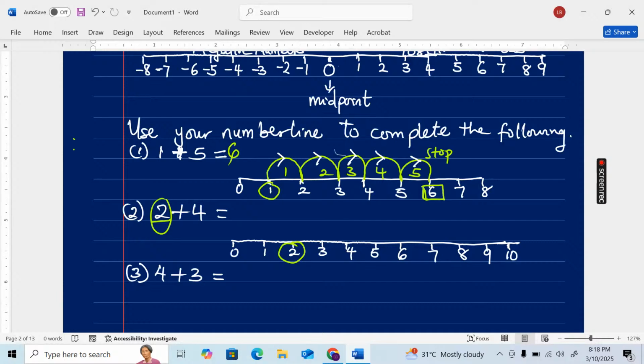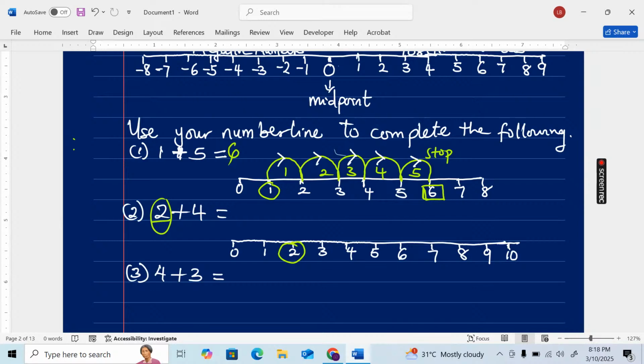Now, after the number 2 in my question, I have add 4. That's the meaning of plus 4. It means add 4. Now, when you are adding using the number line, count to the right. When subtracting, count to the left. So I'll be moving 4 steps to the right because I need to add 4.